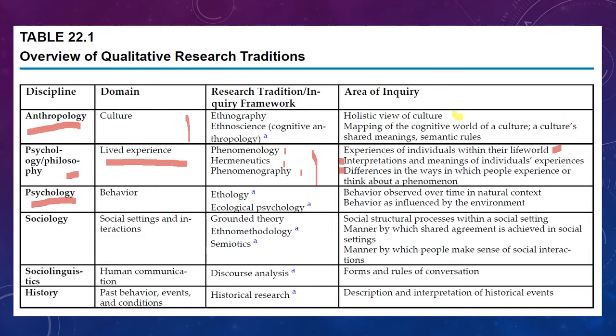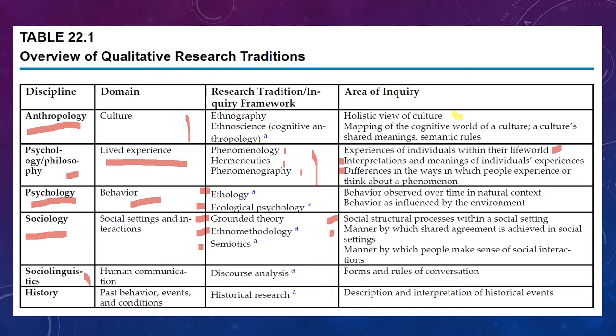In psychology, the domain is behavior. We have ethology, ecological psychology. We don't really use this much in nursing. In sociology, we do a lot of this, social settings and interactions. There's a lot of nursing research that is bound in grounded theory, and also the other research designs are ethnomethodology and semiotics. Here, you're looking at social structures, the manner in which shared agreements are achieved, and the manner by which people make sense of social interactions. Social linguistics is more the domain of human communication.